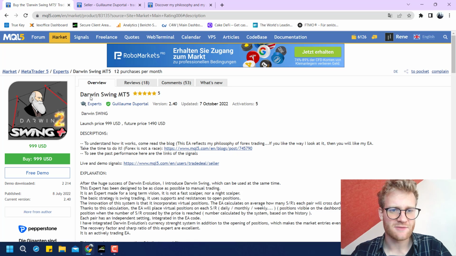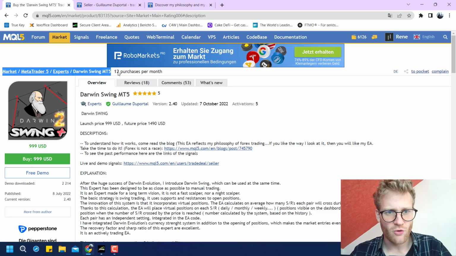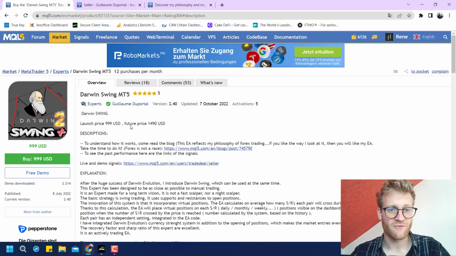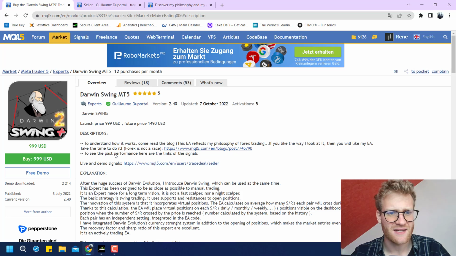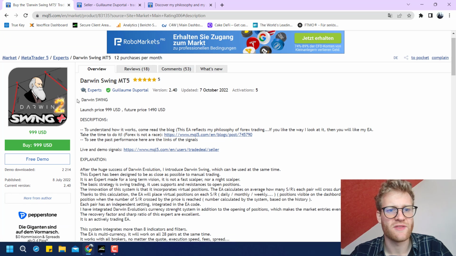Here you can see the name. It is sold around 12 times per month for the MT5 version, several times per month for the MT4 version, of course, and the publisher of the program also has some other programs, so we can be pretty sure that he is making good money with his programs. And we can read some things here in the description already.